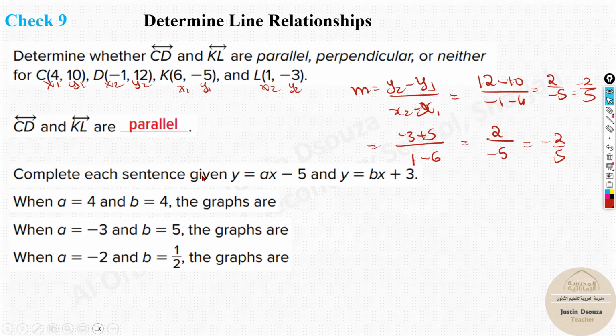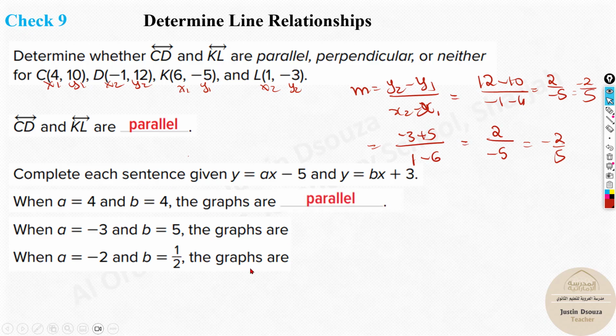Now complete each sentence given: y equals ax minus 5, y equals bx plus 3. Here, look carefully. They have told a equals 4, b equals 4. What does that mean? That means a and b are the slopes of each line. Can you see them? It is y equals mx plus b. Instead of m we have a here, and here also y equals mx plus b, but we have b. The value before x is always m, the slope. So a and b here are the slopes. What if the slopes are the same? 4 and 4, they are parallel.